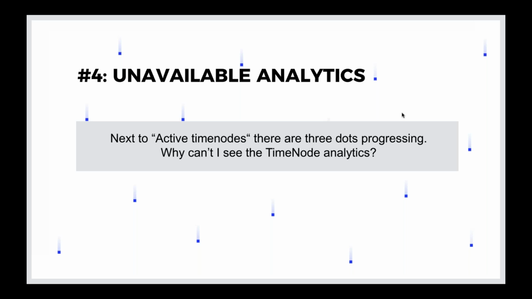Okay, the next question we had is, next to the active time nodes part on the DApp, there are 3 dots progressing, so it is a loading bar. Why can't I see the TimeNode analytics? In our DApp we do have analytics enabled, and because our DApp is built in a decentralized way, basically all of the processing that is done by the DApp is done locally, right? There is no central server. This is a decentralized application.